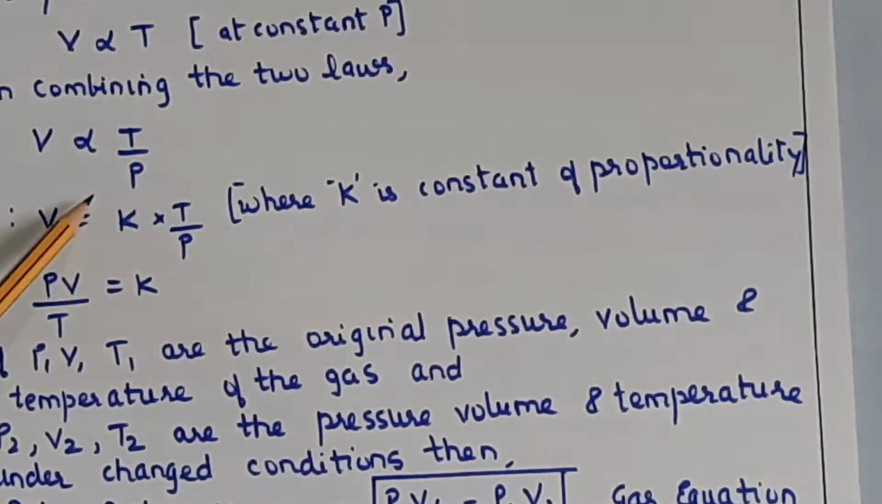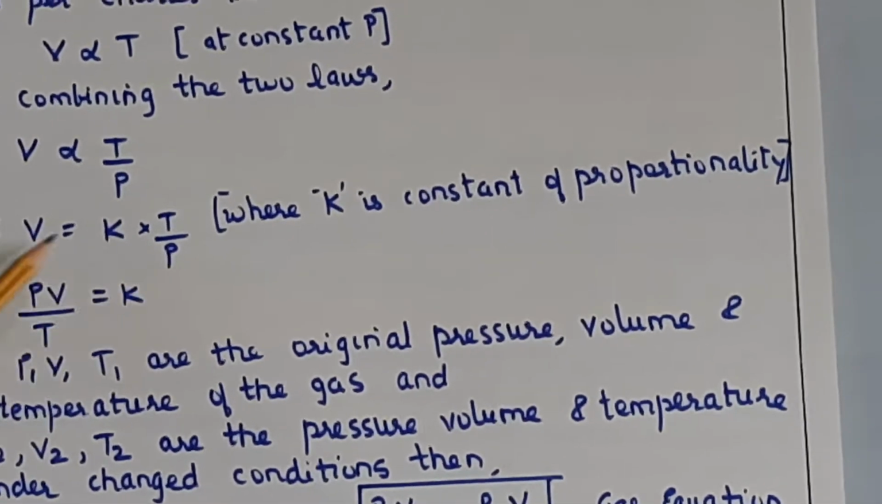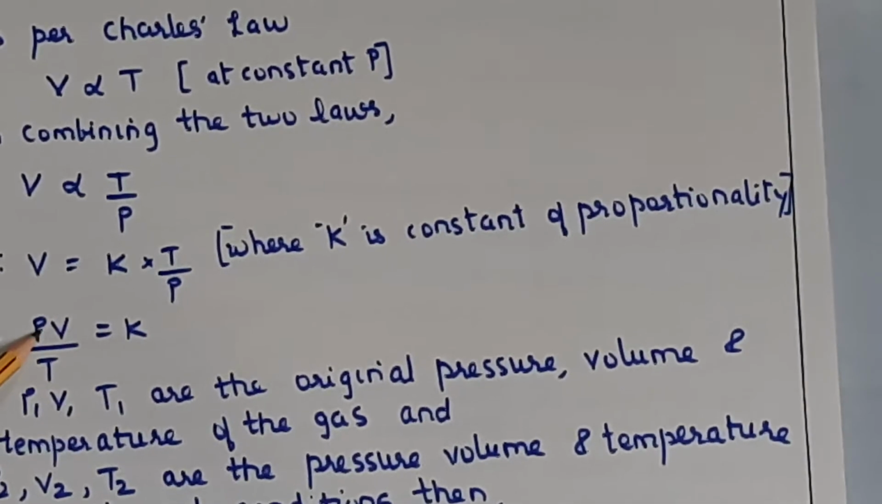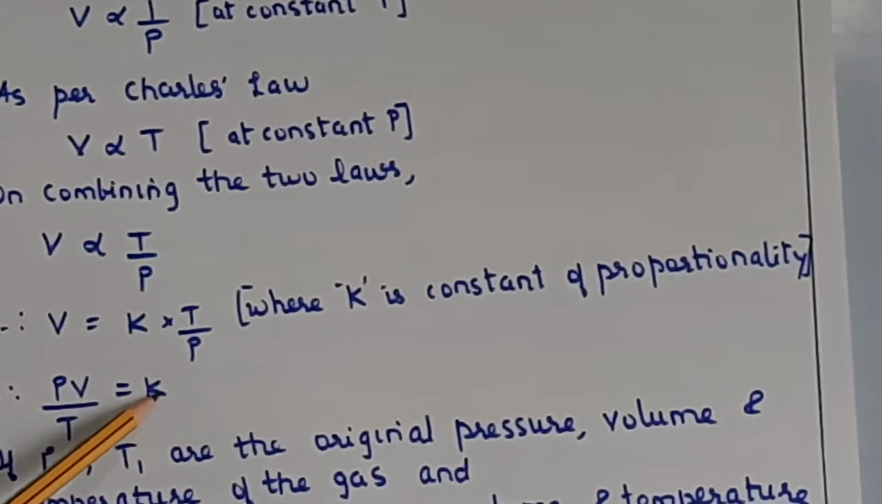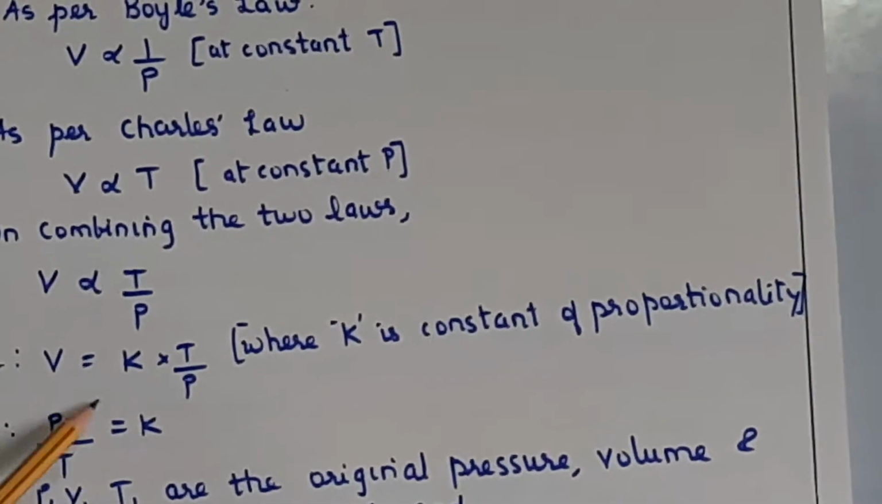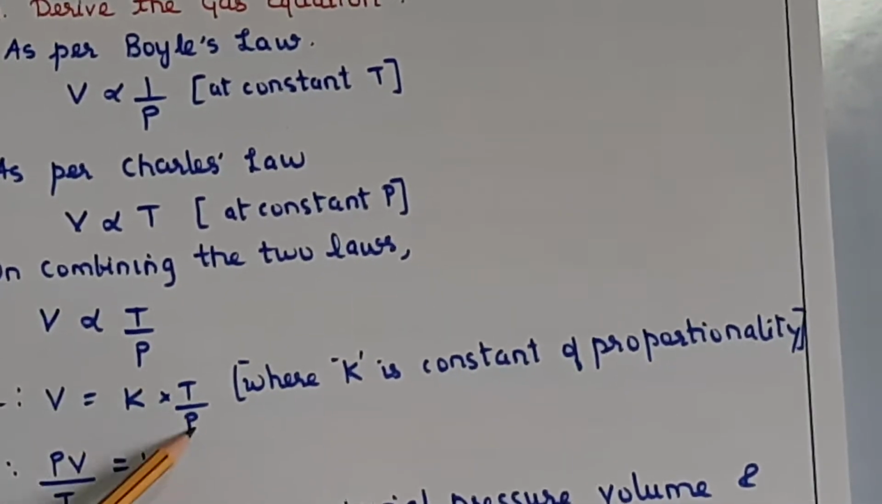Now you just rearrange the terms. So you will write PV, this we are taking here, PV, and T we are bringing it down. Okay, so PV upon T is equal to K. So this you followed, we have just rearranged the terms.